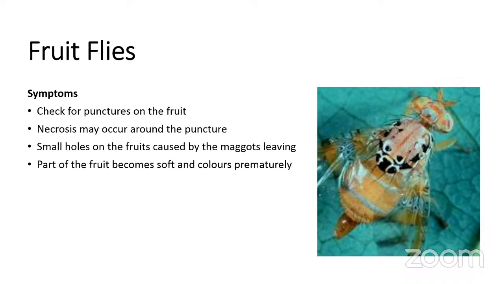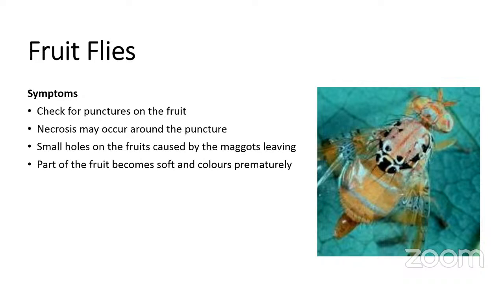What symptoms do you look for in the orchard, which will show you that the orchard is infested with fruit flies? Number one, check for punctures on the fruit. I said when they are laying eggs, they will actually puncture through the skin of the fruit. So when you see a puncture on the fruit, that is enough indication that your field is infested with fruit flies.